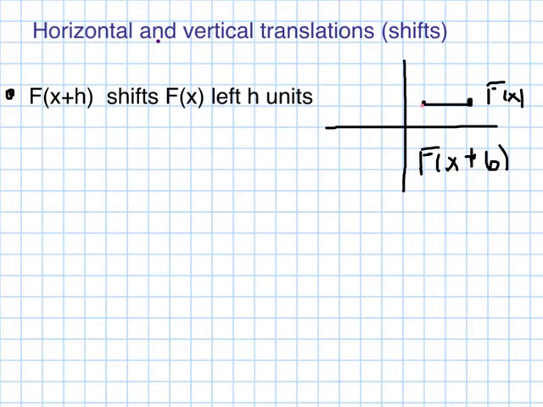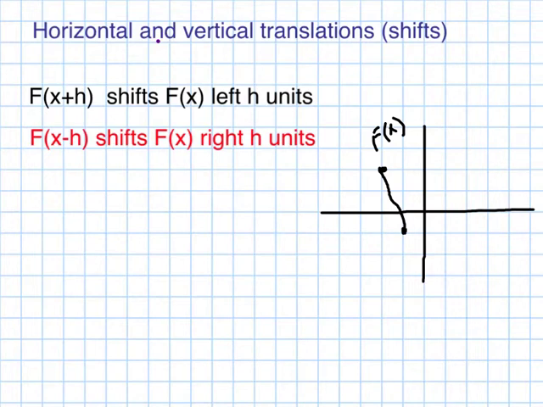I'm going to shift that to the left 6 units. So I'm just going to move that 1, 2, 3, 4, 5, 6. And shift this point left 6 units. 1, 2, 3, 4, 5, 6. So that line right there is my f of x plus 6 because I shifted it to the left 6 units.